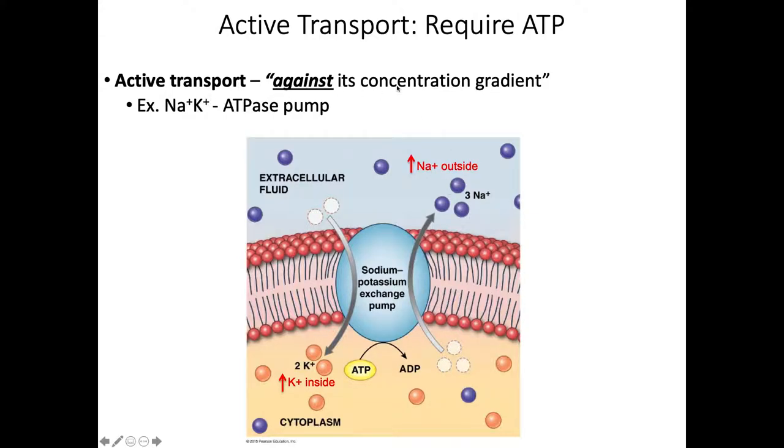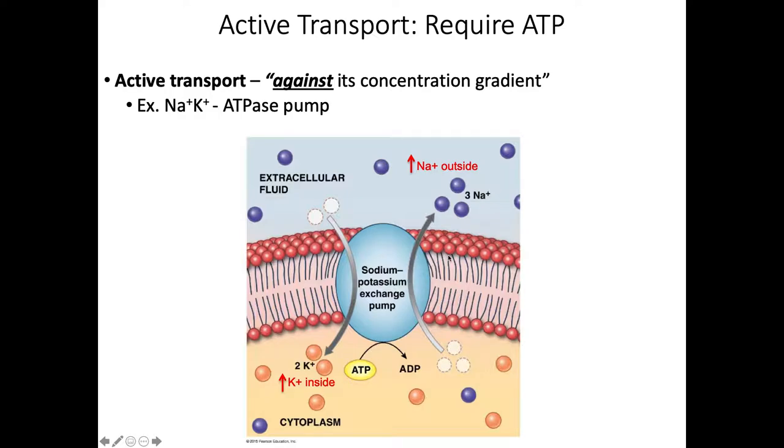Because for active transport, what you're doing is going from a low concentration to a high concentration. That's not the tendency. That's not the norm. So that means that we need some kind of energy to go against this concentration gradient. And then a really good example of this active transport is your sodium potassium ATPase pump.